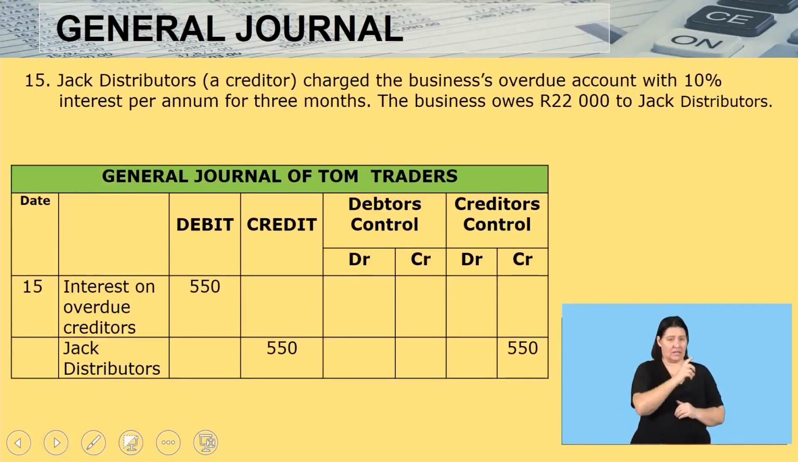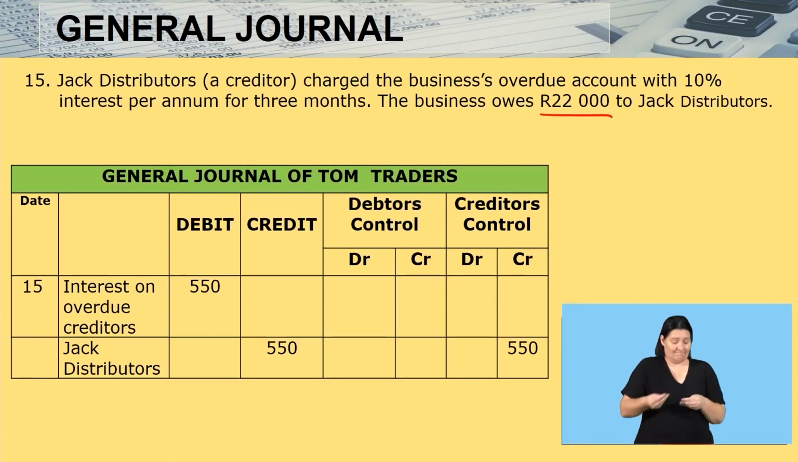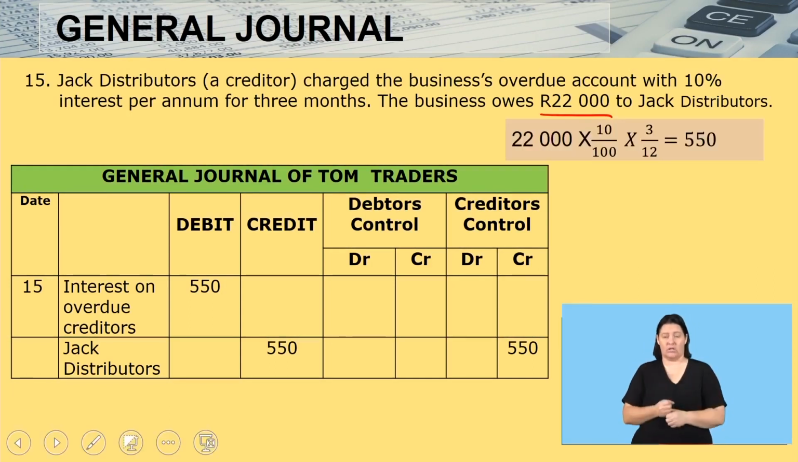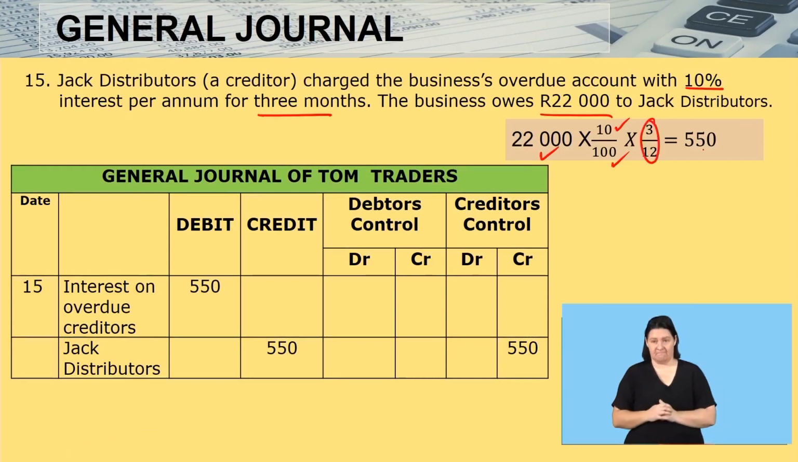Jack Distributors, a creditor, charged the business overdue account with 10% interest per annum for the 3 months. The business owes 22,000 to Jack Distributors. So we need to calculate the interest. Here is the calculation. We take the amount we're owing, which is 22,000, multiply it by the interest, which is 10%, and then we have been owing for 3 months, hence 3 over 12 here. The amount becomes 550.